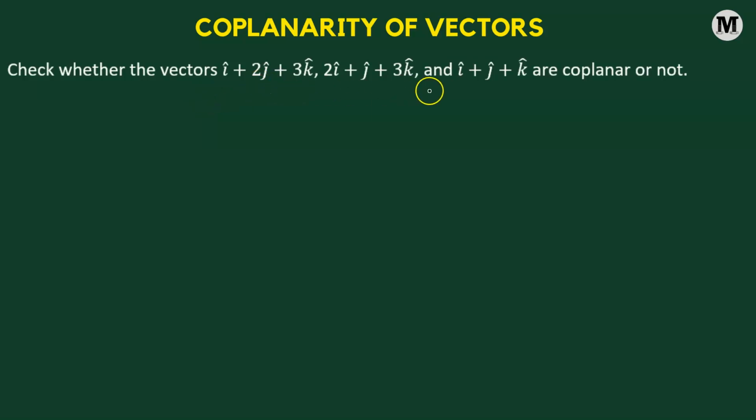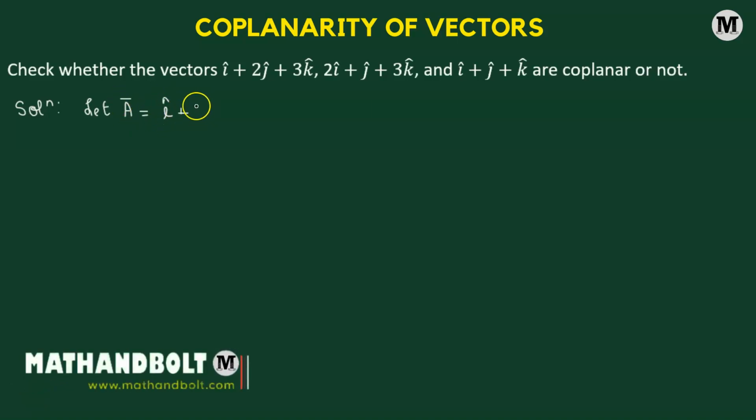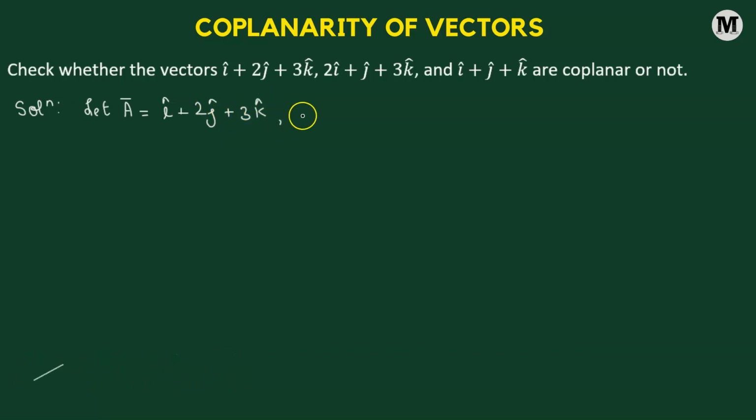Check whether the vectors are coplanar or not. Okay, let us begin. First, what we'll do, we'll name the vectors. Let us suppose that vector a is represented by i cap plus 2 times j cap plus 3 times k cap. Then we have the vector b, represented by 2 times i cap plus j cap plus 3 times k cap. And then we have the vector c, which is represented by i cap plus j cap plus k cap.